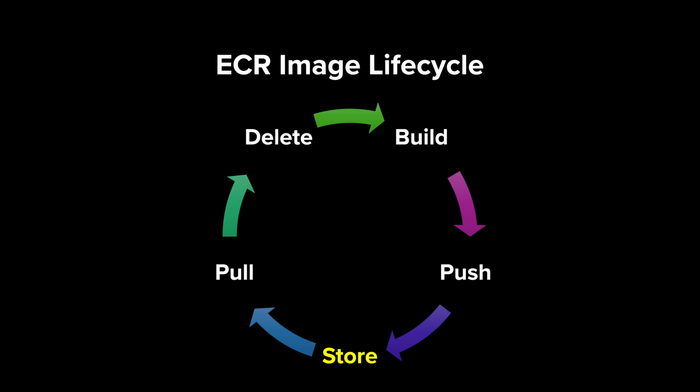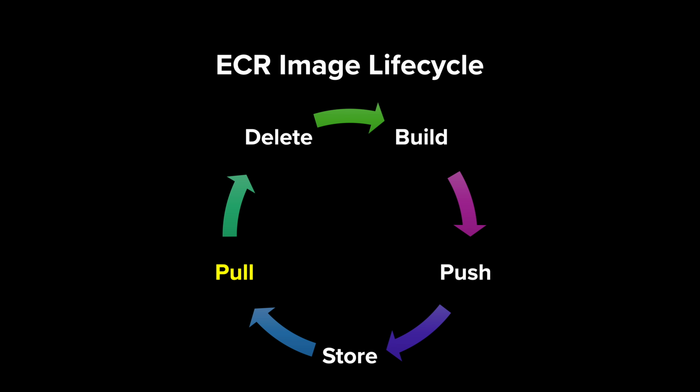The third step is store. Amazon ECR securely stores your image, handles versioning with tags, enforces access controls, and optionally applies lifecycle policies to automatically clean up old images. This step ensures that your images are organized, safe, and easy to retrieve whenever required.